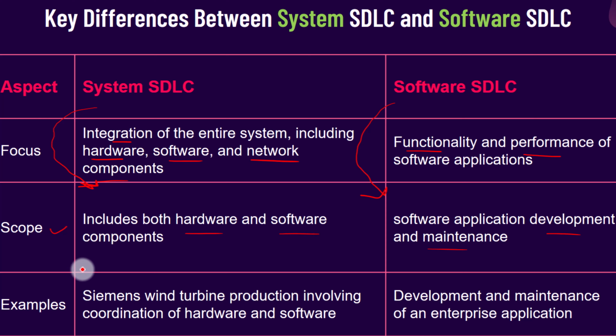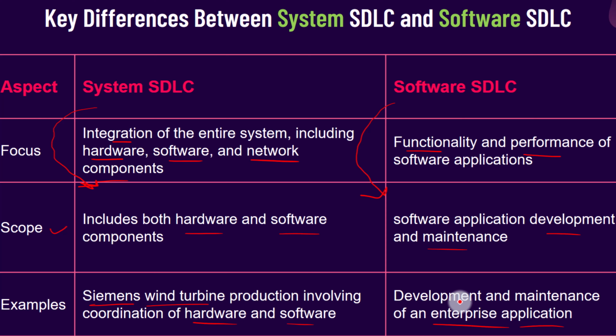For instance, for the system development lifecycle, think about Siemens producing wind turbines, which requires careful coordination between hardware and software. But for the software lifecycle, imagine creating an enterprise application focused on improving business processes through software development and maintenance. Understanding these differences is key to choosing the right approach for your project.